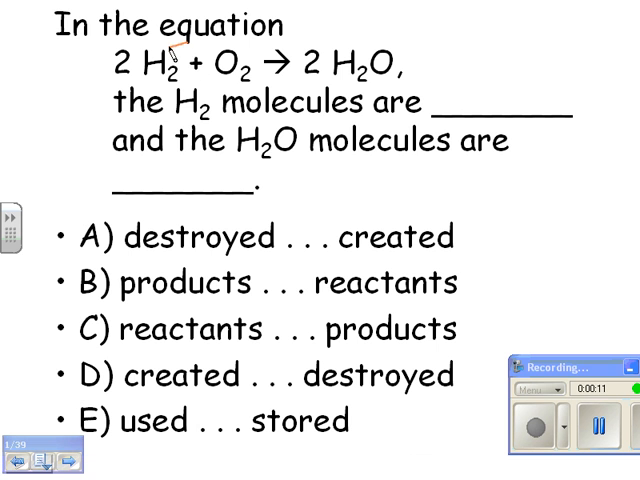So here's an equation. This is representing a chemical reaction. And so the idea here is that if you look at the arrow, anything before the arrow is what you start with, and anything over here is what you end with, or what you produce.